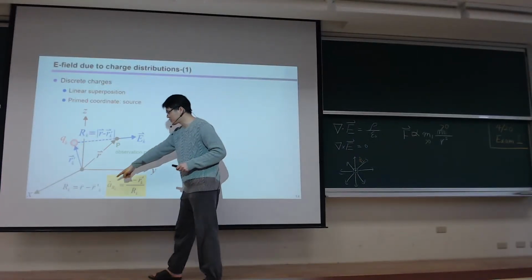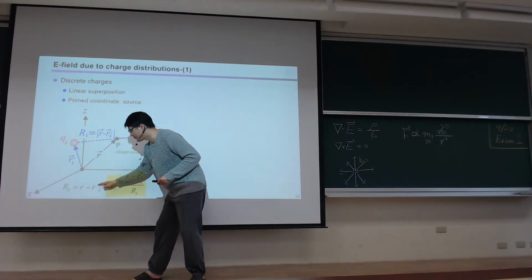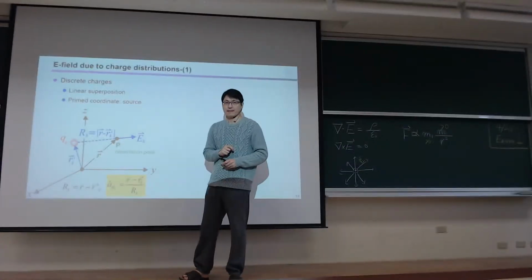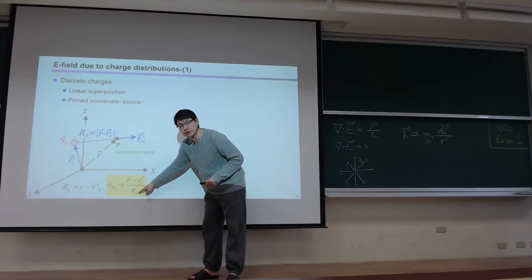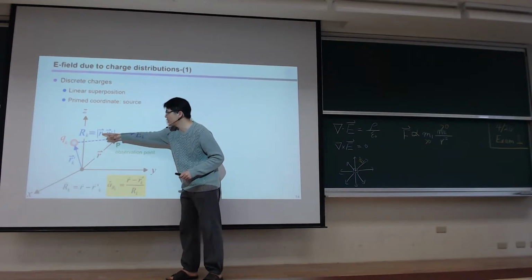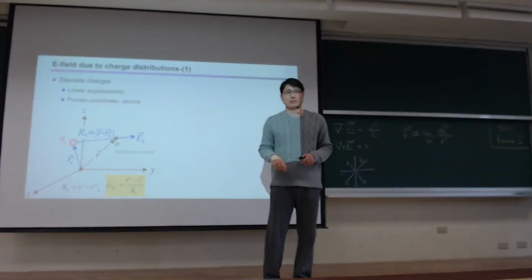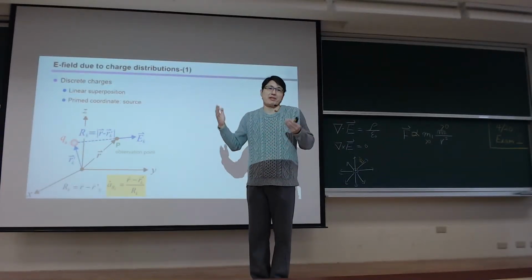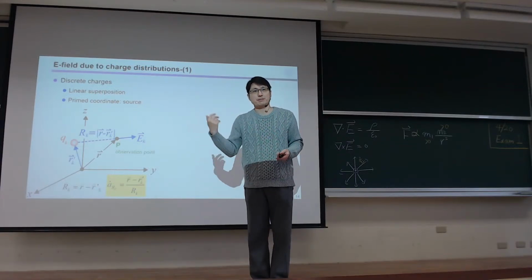For your reference, I'm showing you here this r_k vector is r minus r_k prime, both vectors. So the unit vector is the vector itself divided by its amplitude. This amplitude is the r vector minus r_k prime vector, absolute value. Okay? So this drawing is for only one charge, but that charge might be the 99th charge in space.